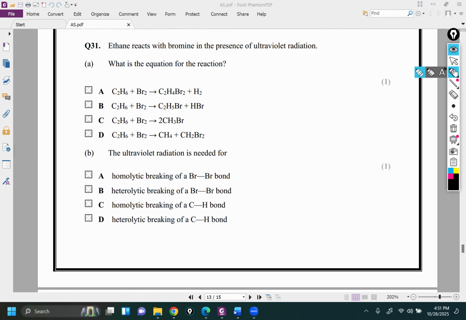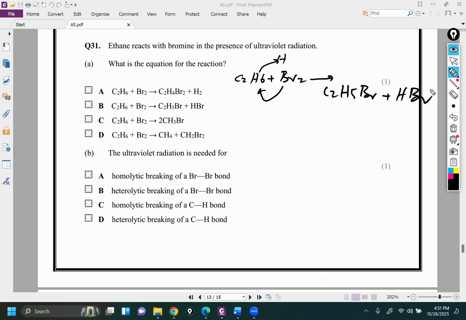Ethane reacts with bromine in the presence of ultraviolet radiation. What is the equation for the reaction? Now, this is a simple question. Better to work out the question. C2H6 plus Br2. One hydrogen will go out and bromine will enter. So C2H5Br, and the second product will be HBr. So here the correct option is option B.